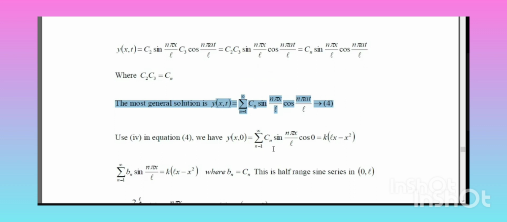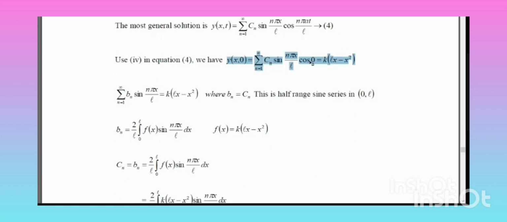Y of x comma 0. For t, you have to apply 0 in equation number 4. Very lengthy problem. t is equal to 0, apply in equation number 4. So y of x comma 0 is equal to summation n equal to 1 to infinity Cn sin n pi x by L cos n pi at by L. For t, you have to apply 0. So cos 0 is equal to k into Lx minus x square.